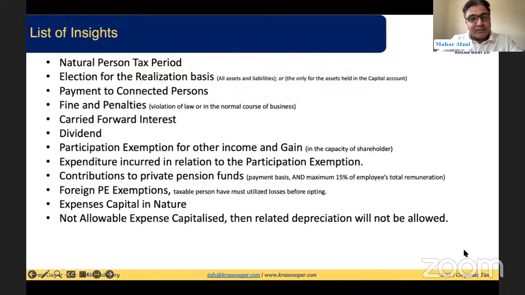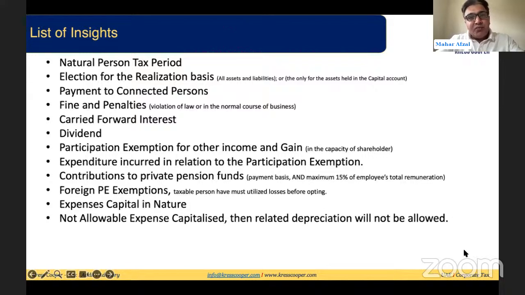Foreign PE exemption. Important thing is you can opt for the foreign PE exemption, but the tricky thing is if there are any losses and you have adjusted any losses in the past, first you need to offset all those losses, then you will be able to opt for the foreign PE exemption, otherwise you cannot opt for it.